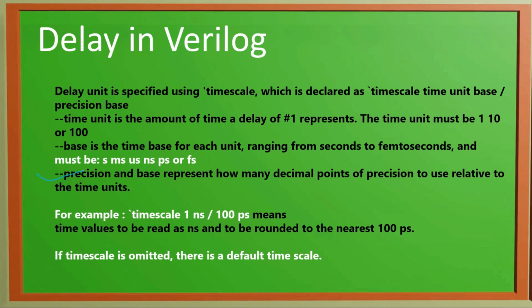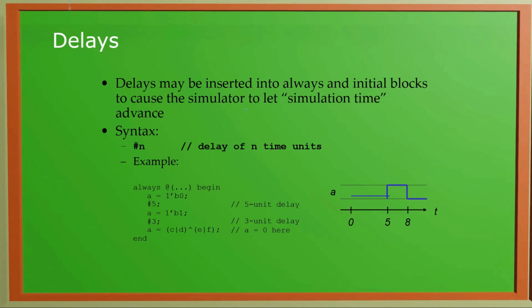If we have to add the precision, then we have to use timescale. Timescale is another keyword. If I write something like timescale followed by 1 nanosecond by 100 picosecond, that means the values will have nanosecond unit and will be rounded to the nearest 100 picoseconds. But if we don't declare the timescale, it will use the default timescale defined in the programming system. So here we can see delays.